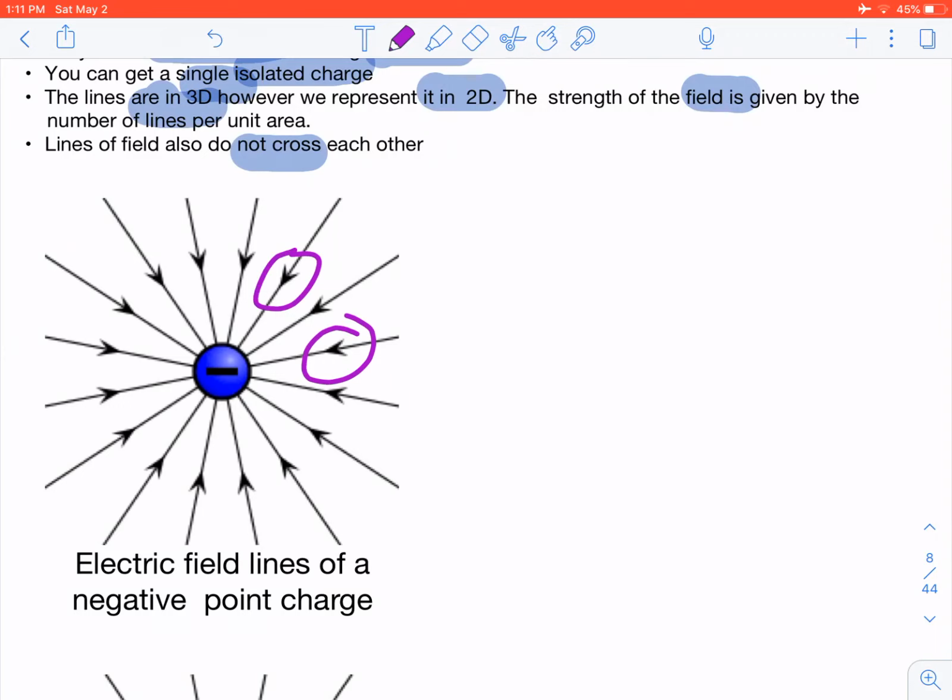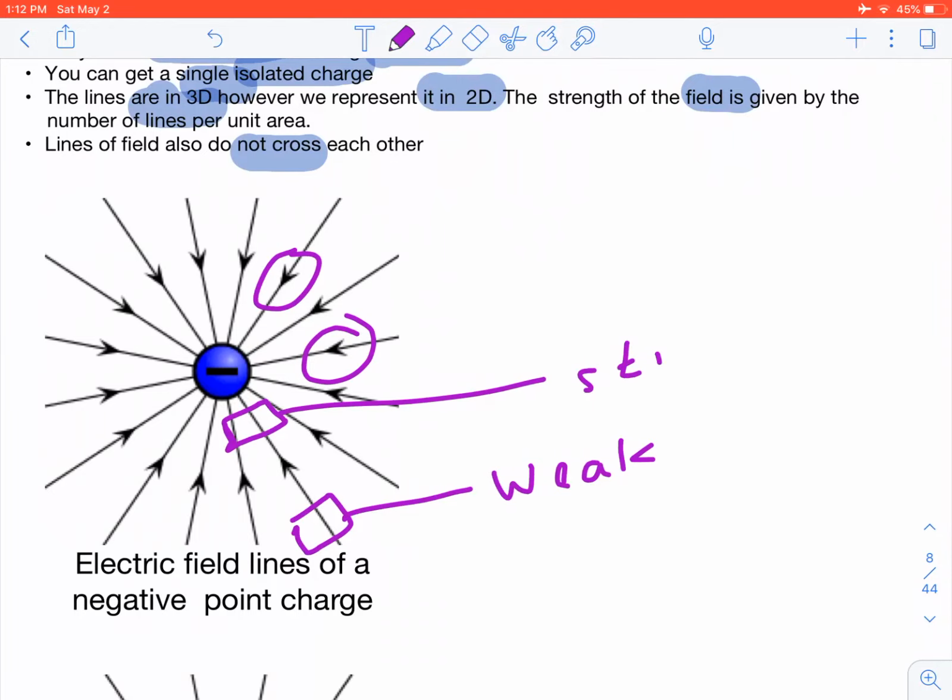And again, the same story we have. If I want to know where the field is strong, if I take a square area here, I find maybe there's two lines going through there. If I use the same area there, I find there's fewer lines going through that area, which indicates that the force here would be weak, and the force there on a charged particle would be strong.